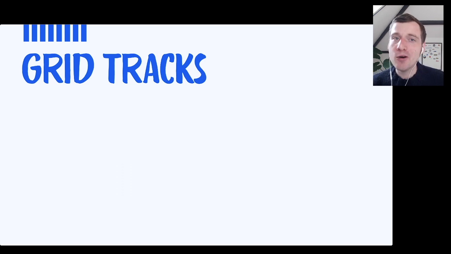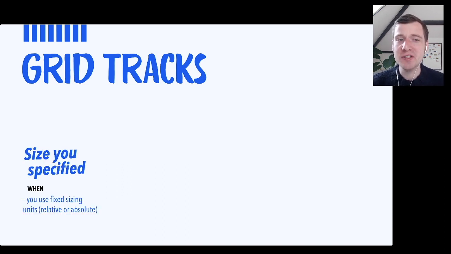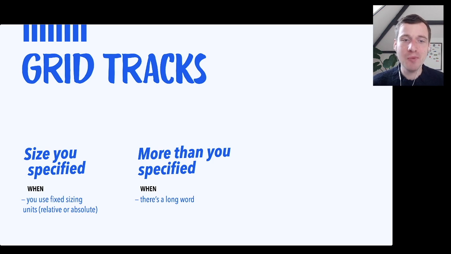So let's look at how big grid tracks can become. Now, grid tracks are going to be the size that you've specified when you've used fixed sizing units, relative ones or absolute ones. So that's the most straightforward. If you've used the fixed sizing unit, then your track is just going to be that size. When it's going to be a bit more than specified, that's usually when there is a long word or another long bit of content that really needs to go in there.